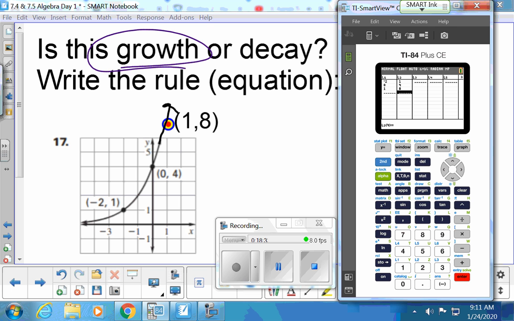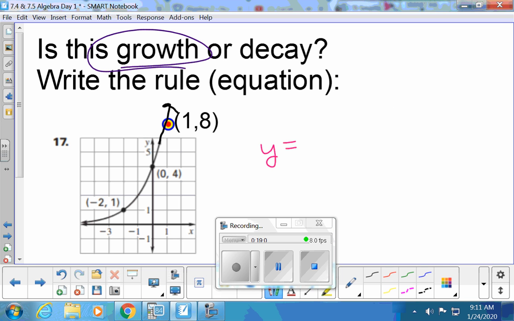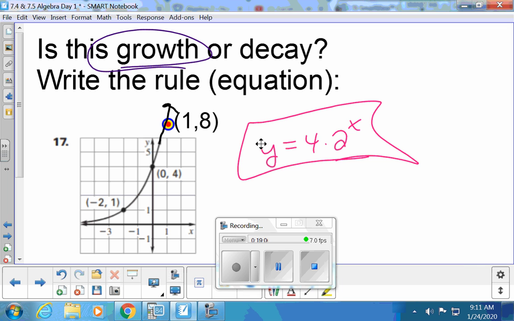Stat, edit. Stat, calculate. 0. Is everybody trying this in your calculator? Yep. Okay, very good. Stat, calculate. 0. It's called the exponential line of regression. This is an exponential growth equation. Our starting amount is 4, and our growth factor is 2. Congratulations. Choice 0.